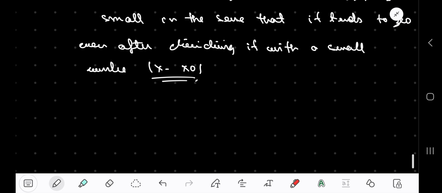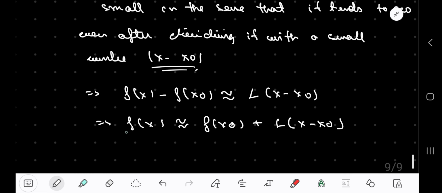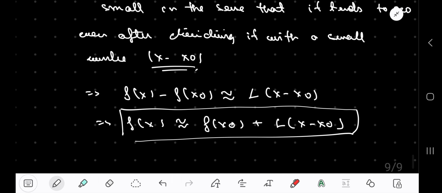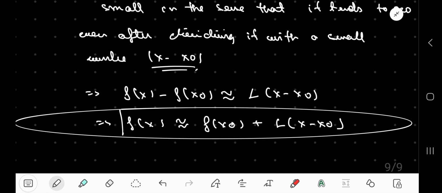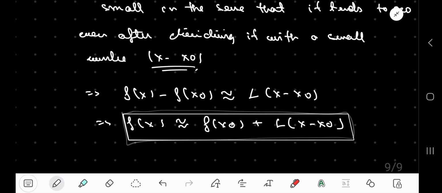The other way of saying this is that f(x) minus f(x naught), since it is very small, is approximately equal to 0, or in other words f(x) minus f(x naught) is approximately equal to L times (x minus x naught), which implies f(x) is approximately equal to f(x naught) plus L times (x minus x naught). Therefore near x naught, f(x) is approximately equal to the tangent line. Clear?